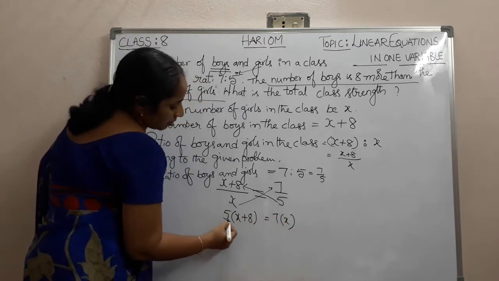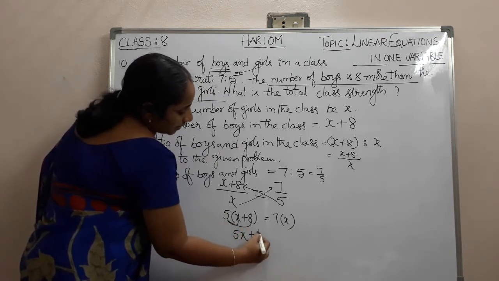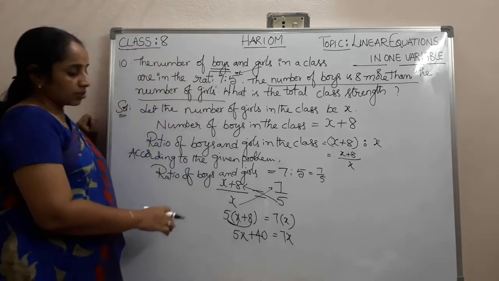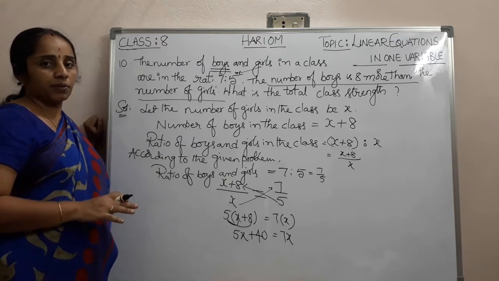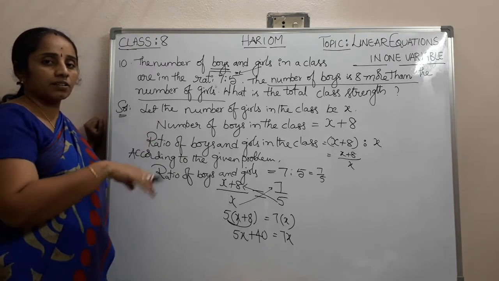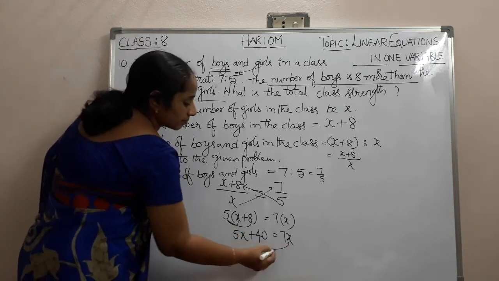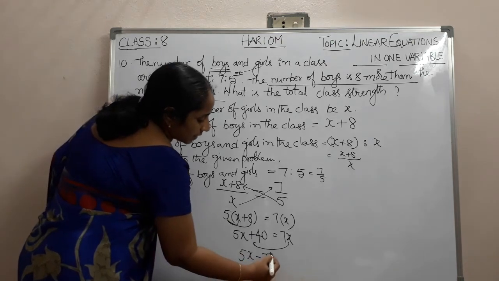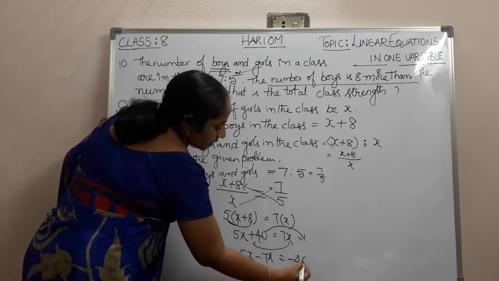Now multiplying these two, 5 into x is 5x, 5 into 8 is 40, is equal to 7x. So a linear equation is formed and now its simplification is taking all x terms to one side and constants to the other side of the equation. Now this is 5x minus 7x and the constant, you have to take that side, minus 40.